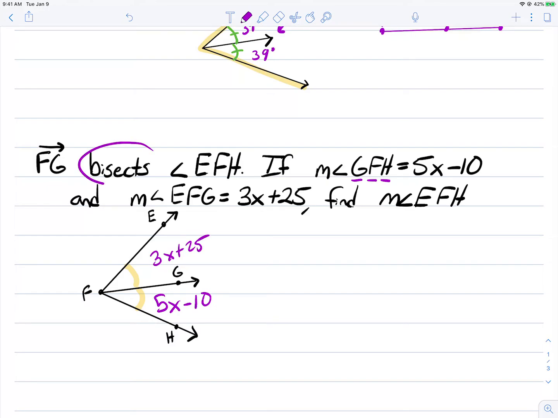Well, this word right here, bisects, is what's going to give us our clue as to how we're going to deal with it. If ray FG bisects the angle, then those two smaller angles have to be congruent. So my equation becomes 3x plus 25 equals 5x minus 10.